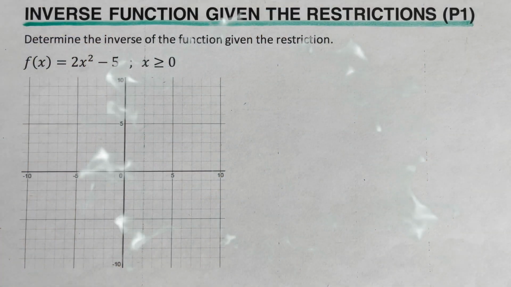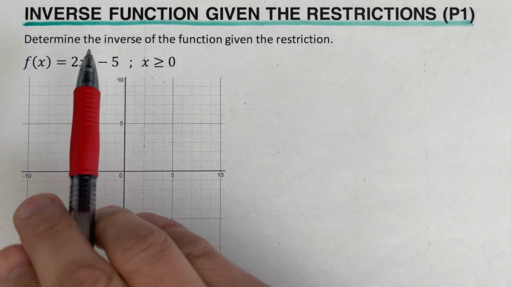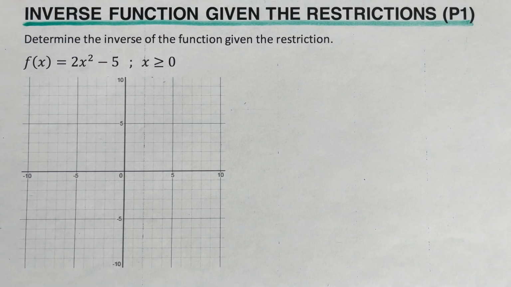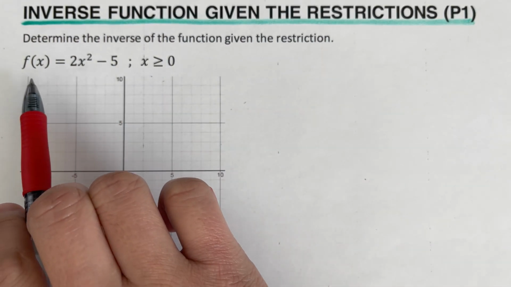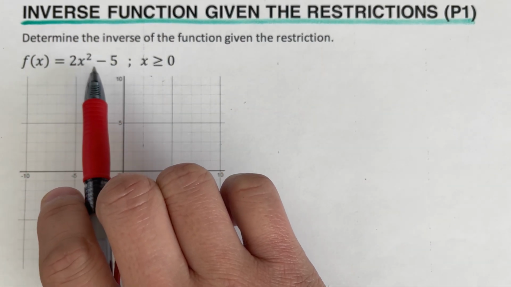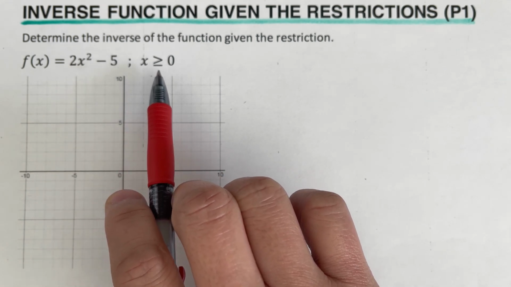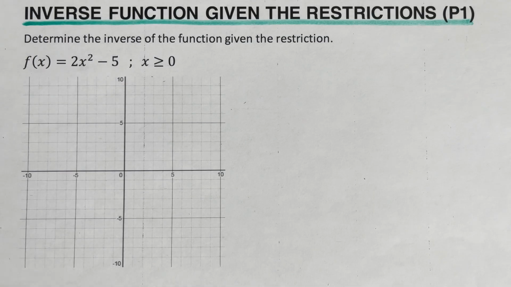Hello everyone. In this video, we are going to determine the inverse function given the restriction, and this is the first part. Let's take this first example right here. Determine the inverse of the function given the restriction f of x is equal to 2x squared minus 5. The restriction that we have here is that x should be greater than or equal to 0.